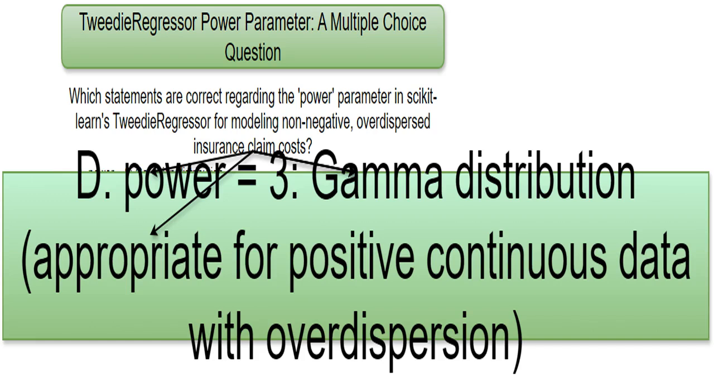A power of 3 gives us an inverse Gaussian distribution. It's perfect for modeling positive, continuous values, like claim amounts, with overdispersion. This matches our insurance claim data characteristics. So, this one is correct too.